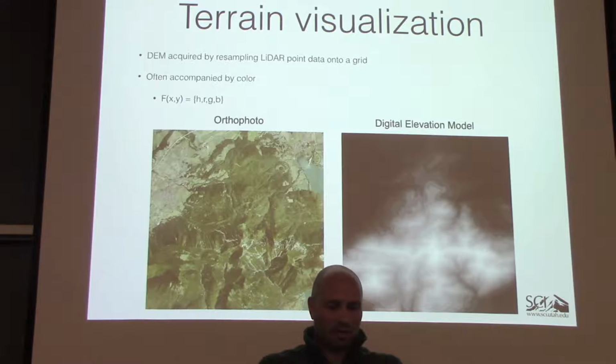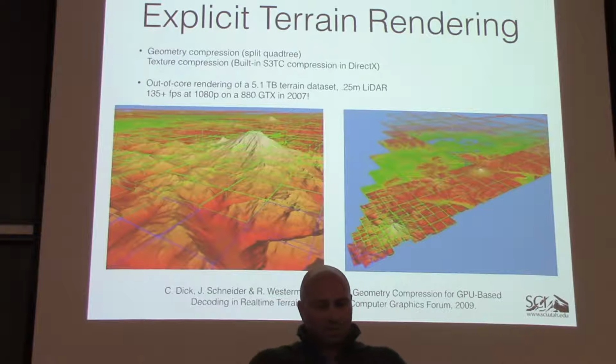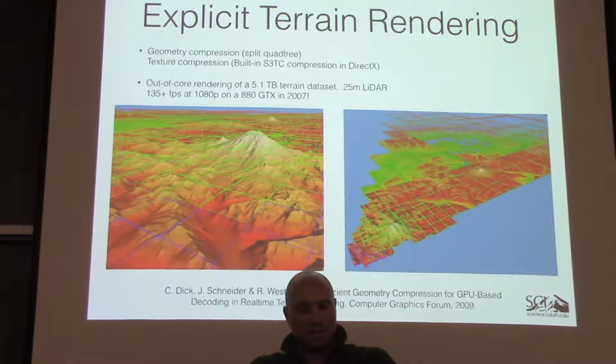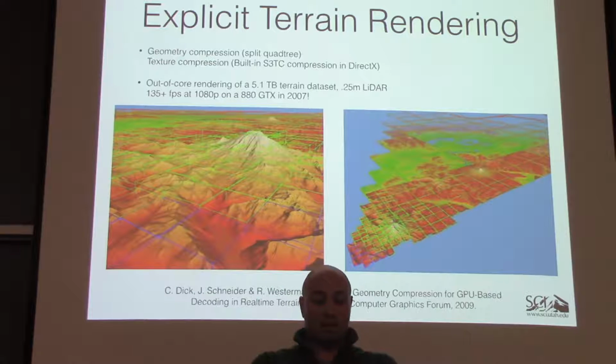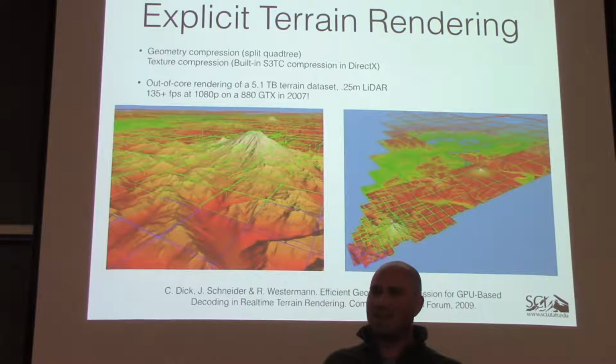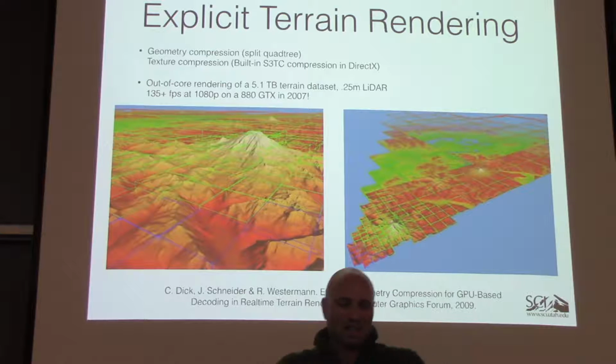And you want to find a nice way of rendering that. Probably the state-of-the-art paper that I know of for doing this is work from Rüdiger Westermann's group, specifically Christian Dick, who basically wrote this incredibly efficient out-of-core system for terrain rendering that was able to render something like a 5 terabyte data set off of disk at 135 frames per second and show all of the Vorarlberg in one place.